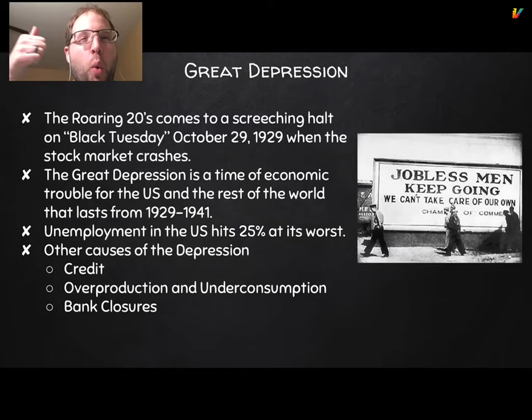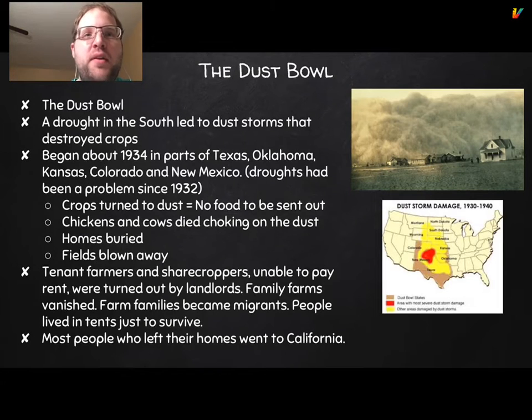High unemployment, 25% unemployment, 1 in 4 could not find a job. We had bank closures, we had overproduction, underconsumption, we had credit issues. Everything's going wrong at the same time. And then all of a sudden, this happens and it gets even worse.